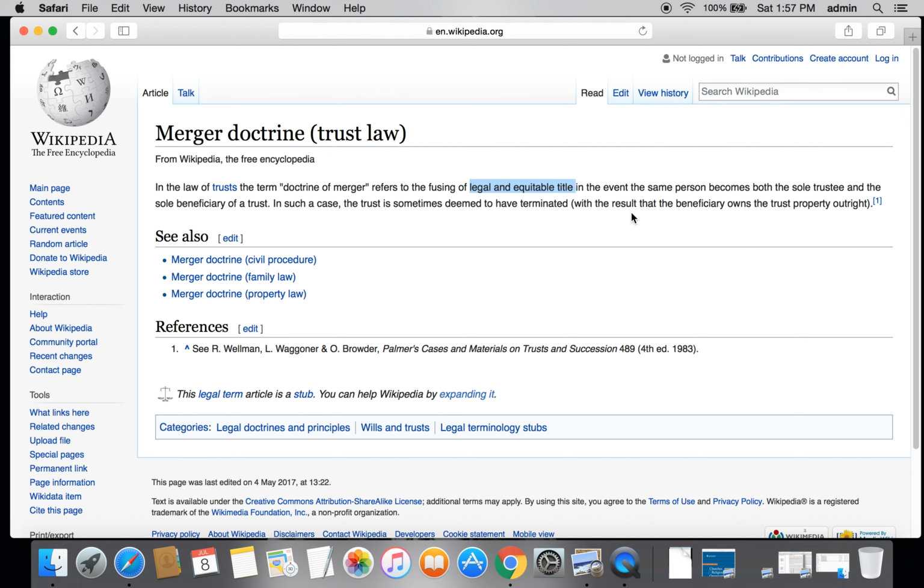In the event the same person becomes both the sole trustee and the sole beneficiary of a trust. In such case, the trust is sometimes deemed to have been terminated, with the result that the beneficiary owns the trust property outright. So now what they're speaking of here is when someone violates the doctrine of merger, meaning they've merged the title, right? It refers to the fusing of both titles, legal and equitable, when the same person becomes both the sole trustee and the sole beneficiary of a trust.